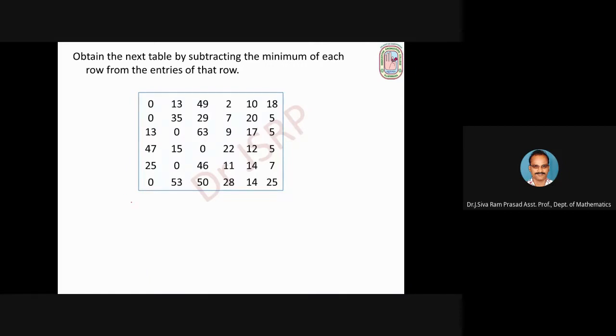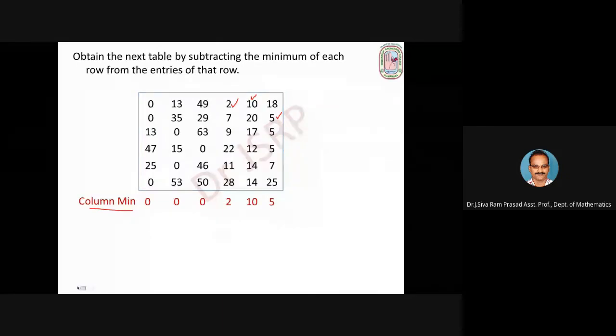So here write column minimas in the last row, outside the table. First column minima 0. Second column minima 0. Third column minima 0. Fourth column minima 2. Fifth column minima 10. Sixth column minima 5. So these are column minima values. So we have to subtract 0 from first, second and third columns, and 2 from fourth column, 10 from fifth column, 5 from sixth column.